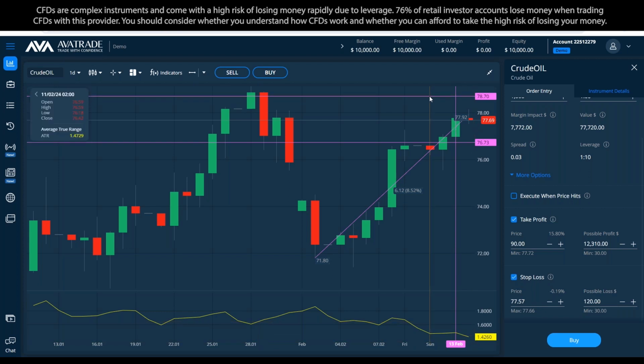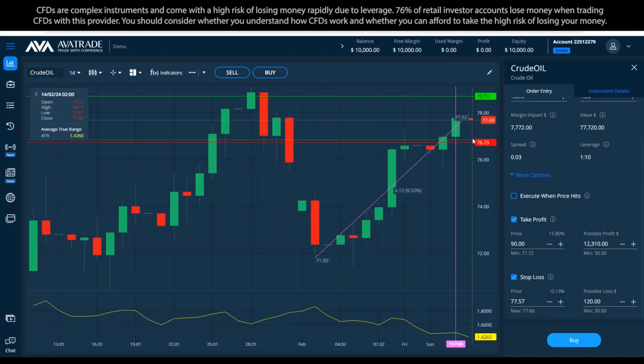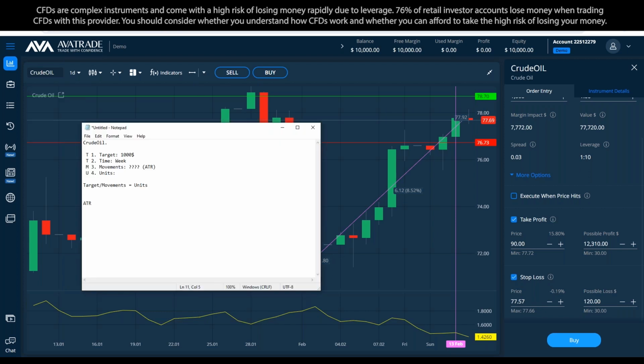So if I know that 1.4 is the range, the number that I picked here, let's paint it green, right? This one we're gonna paint it red, right? Okay. The green price, is it in the range or out of the range, guys? 78.70, right? It's $1 away. Is it in the range? Let me just put here ATR equals 1.4260, right? Yeah, target equals $1.0 away.